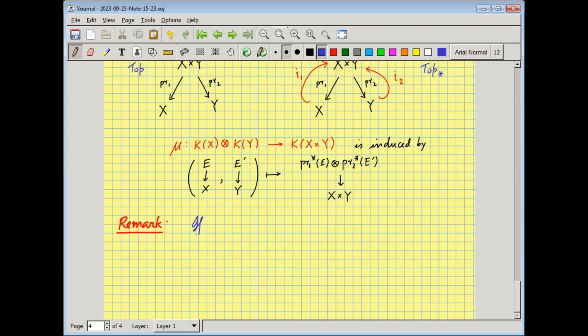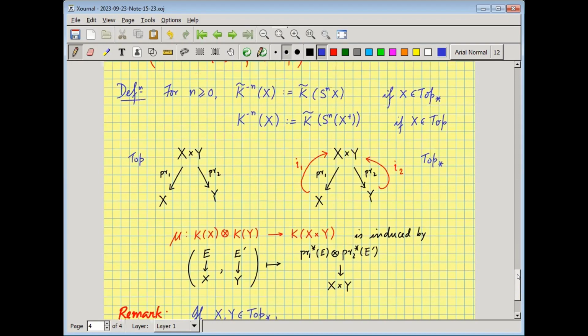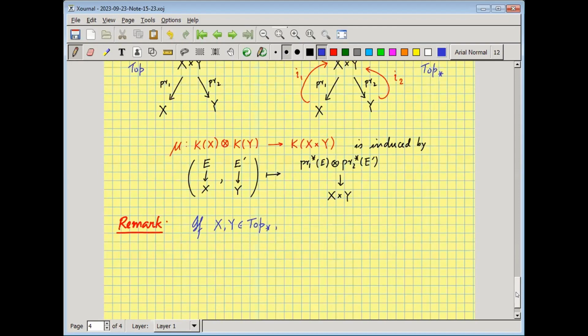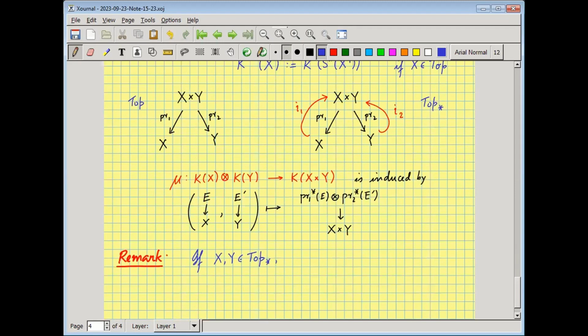So if X, Y belong to Top star, so they're based topological spaces. Then it turns out, see, this mu, see, K(X) is Z plus K tilde. If X and Y were based spaces, K(X) formally is Z plus K tilde of X, K(Y) is Z plus K tilde of Y. So when I tensor, I'll get Z tensor Z, that's a copy of Z. Z tensor K tilde Y over Z, that's a copy of K tilde Y. K tilde X tensor Z over Z, that's a copy of K tilde X, and then the rest is K tilde X tensor K tilde Y, right?